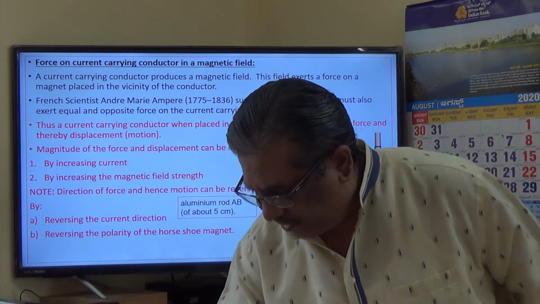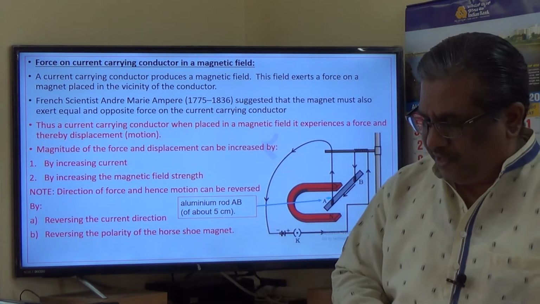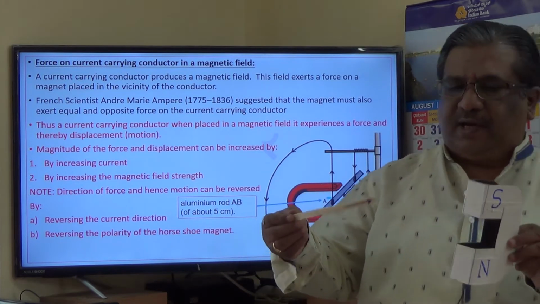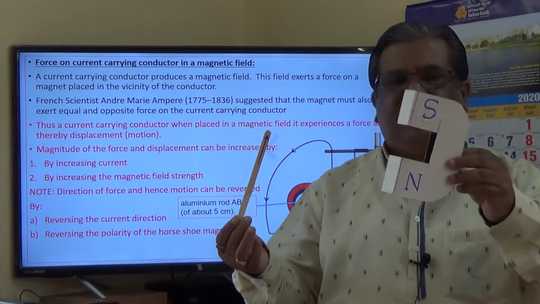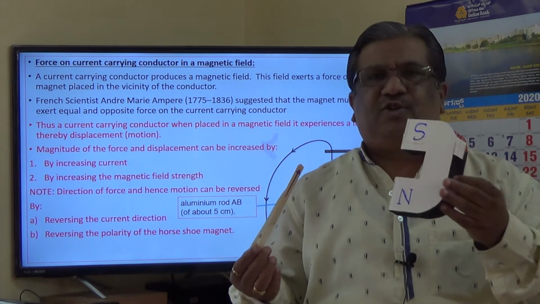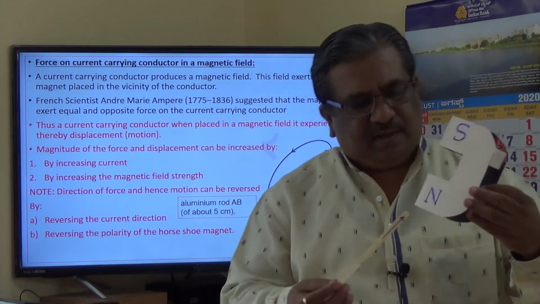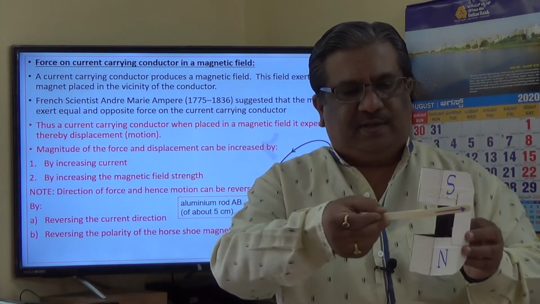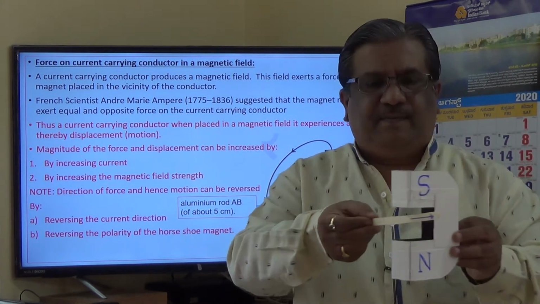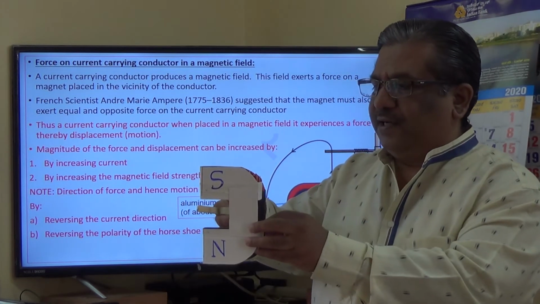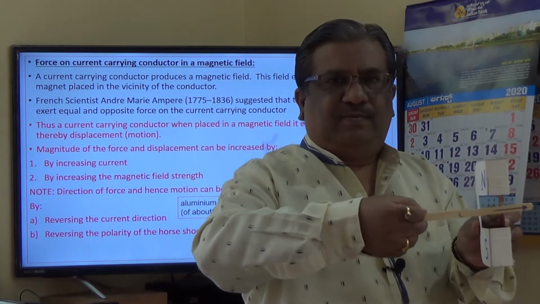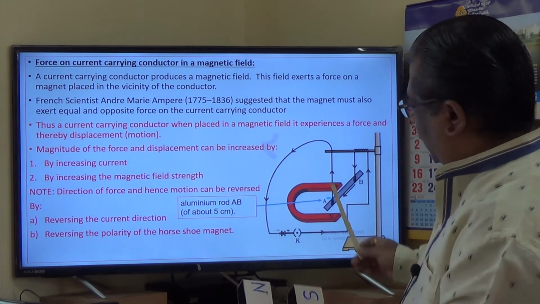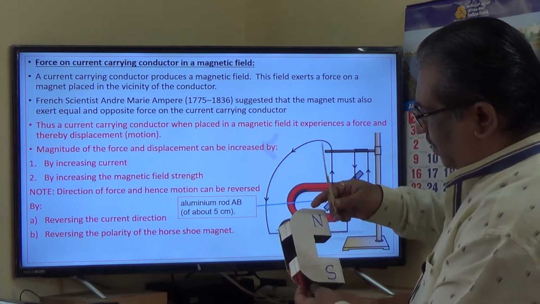See, how this conductor is placed, I just want to explain to you. Assume that this is a conductor and this is a horseshoe magnet, north, south. This is how the conductor is placed. I hope you are able to see this. You got it? This is how the conductor is placed. And this is the diagram. The diagram is something like this. North is down here, and therefore something like this.